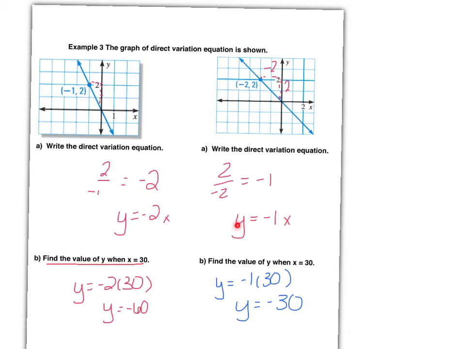Then I take that equation and I use it down here, and I plug 30 in for x again. Negative 1 times 30, I get y equals negative 30. So again, this whole section should be very easy for us.